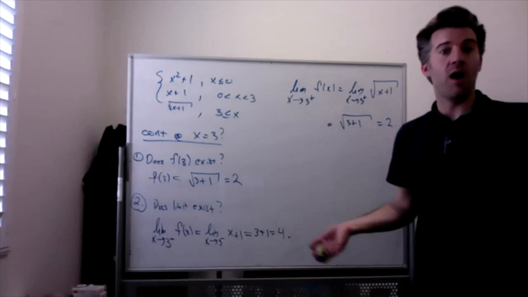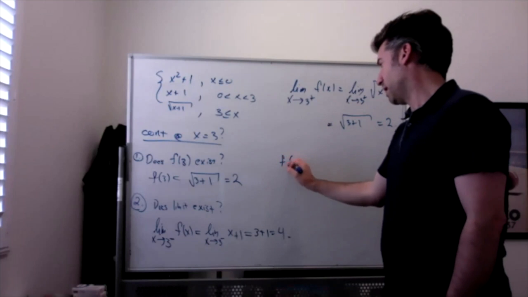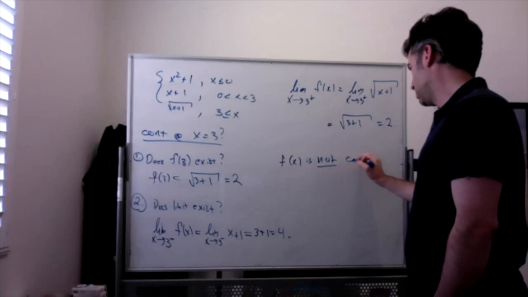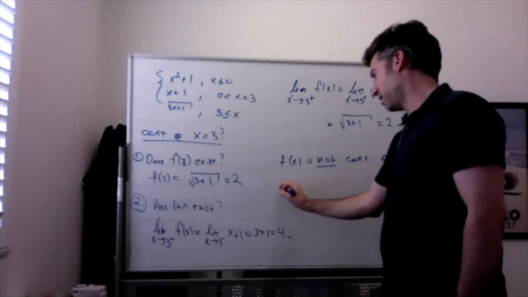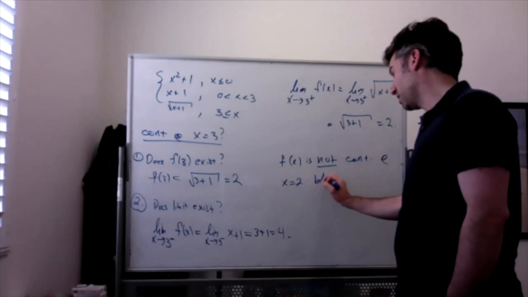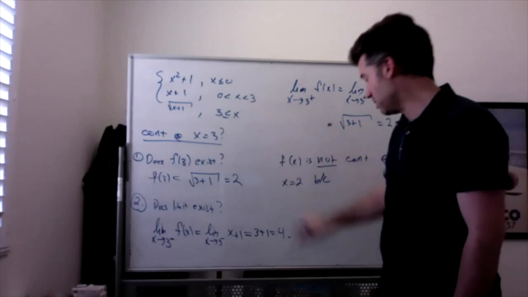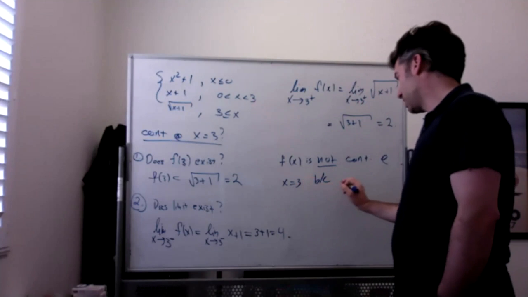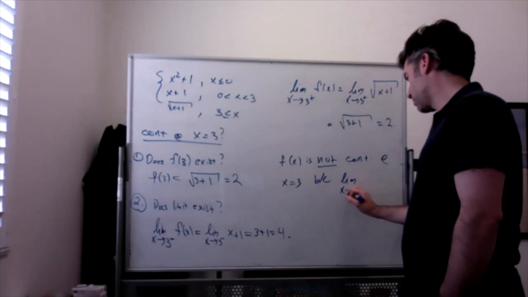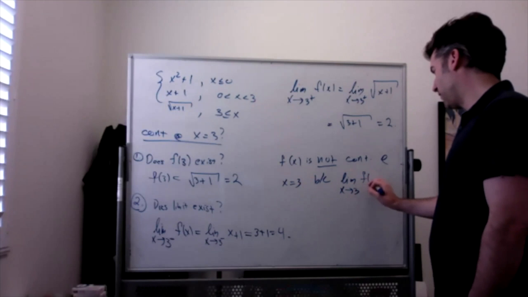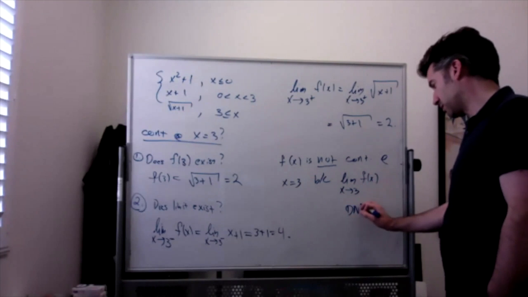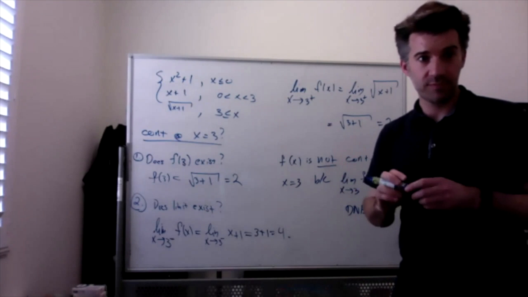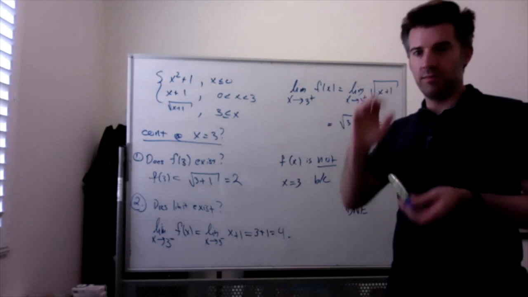And now we can say, oh, f of x is not continuous at x equals 3, apologies, because the limit as x approaches 3 of f of x does not exist. Right, the left-hand limit and the right-hand limit don't match up.